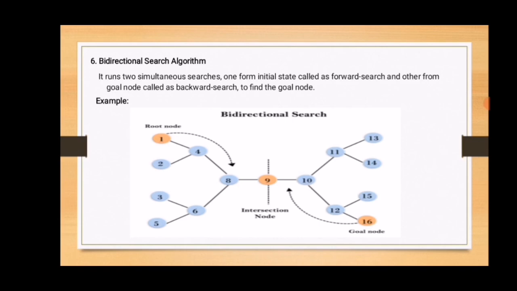And the advantage of bidirectional search is that it is fast and requires less memory. The disadvantage is that implementation of the bidirectional search tree is difficult. In bidirectional search, one should know the goal state in advance.